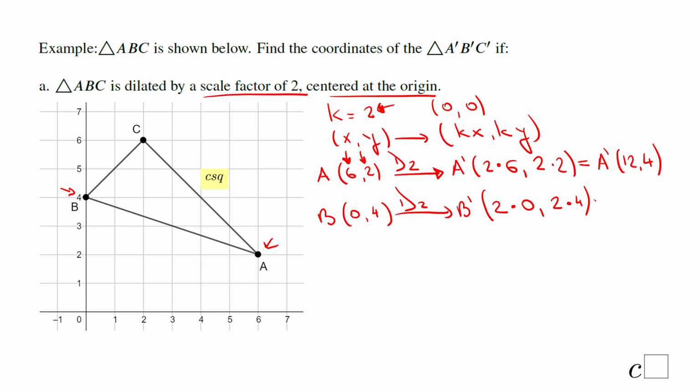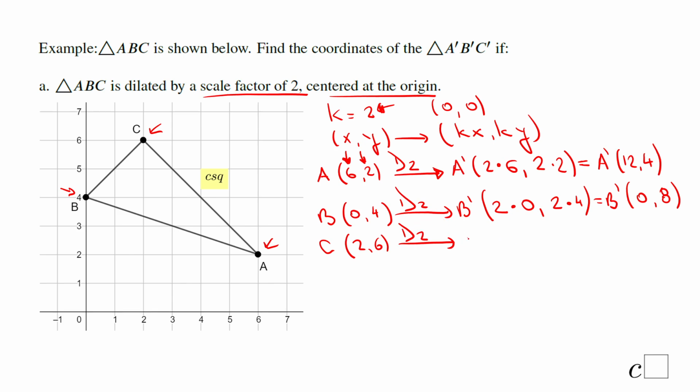So the final form we're going to simplify here is going to be 2 times 0 is 0, 2 times 4 is 8. And now let's take a look at the last point here, C, which is this point, and we have the coordinates 2 and 6. Again, we're going to dilate by a scale factor of 2. Again, I'm going to write it like this. Center of the origin, very important.